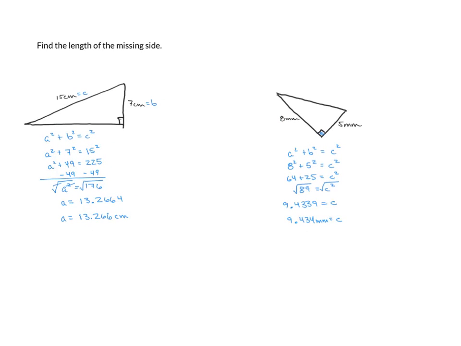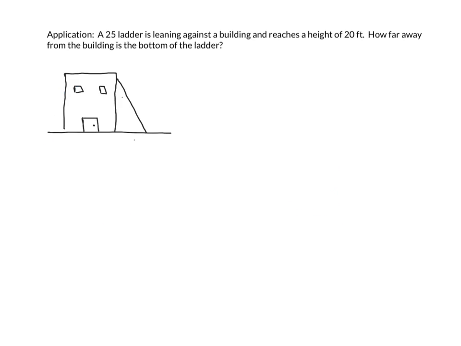Okay, so that takes care of our Pythagorean theorem. Let's go ahead and look at some word problems that involve Pythagorean theorem. Okay, so the most common example of the application of Pythagorean theorem is a ladder leaning against a building. So for this one, we have a 25-foot ladder leaning against a building that reaches a height of 20 feet. We want to know how far away from the building is the bottom of the ladder.